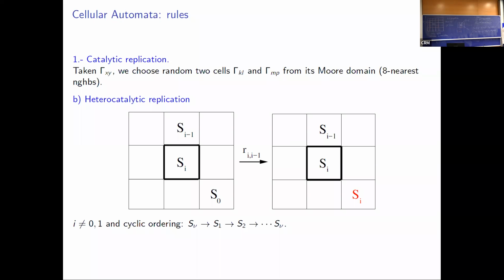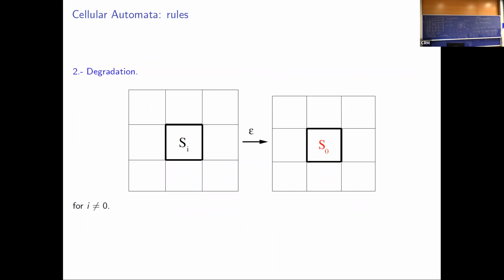Okay, two rules. After these two rules, I have to degrade. Remember that in your system, you have degradation. So how does the degradation act? My original cell, the one I have chosen, with a probability epsilon, becomes zero, S naught, or not. So I'm simulating the term minus epsilon X1 or minus epsilon X2. And then the difference with respect to the ODE system is that I just shake the system.